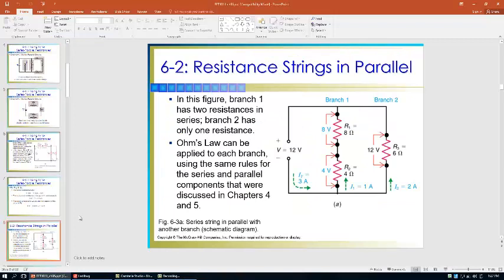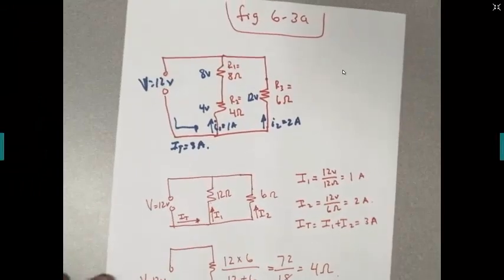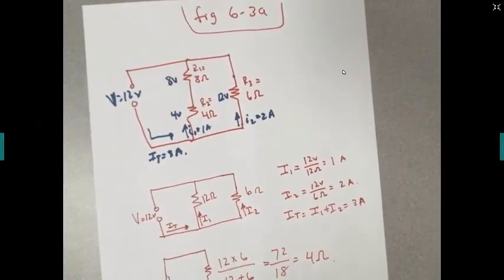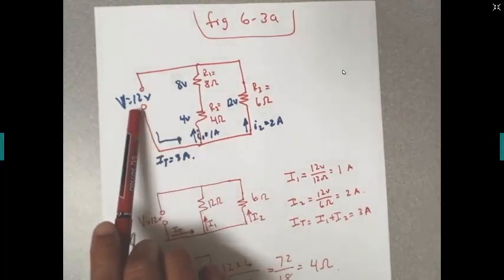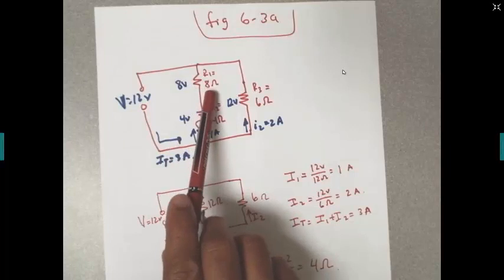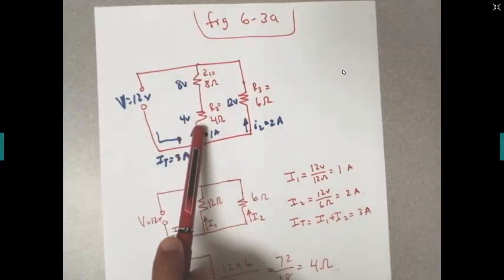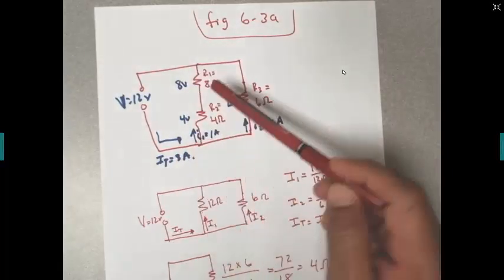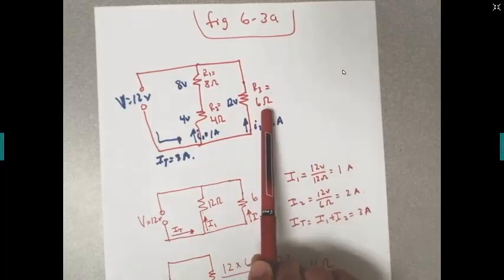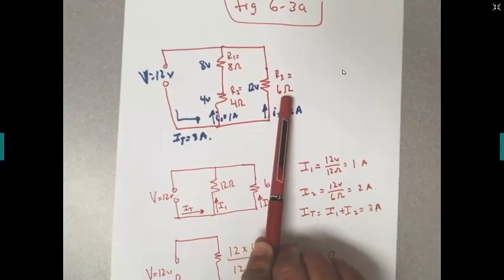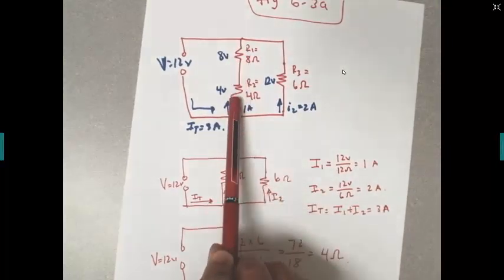All right, so let's see this example. Okay, so this is the same circuit. We have a voltage source of 12 volts. We have a resistor of 8 ohms and a resistor of 4 ohms. They're connected in series, and this branch is connected in parallel with this other branch right here, which has a resistor of 6 ohms. So the first step to solve this problem would be to find the total resistance on this branch.